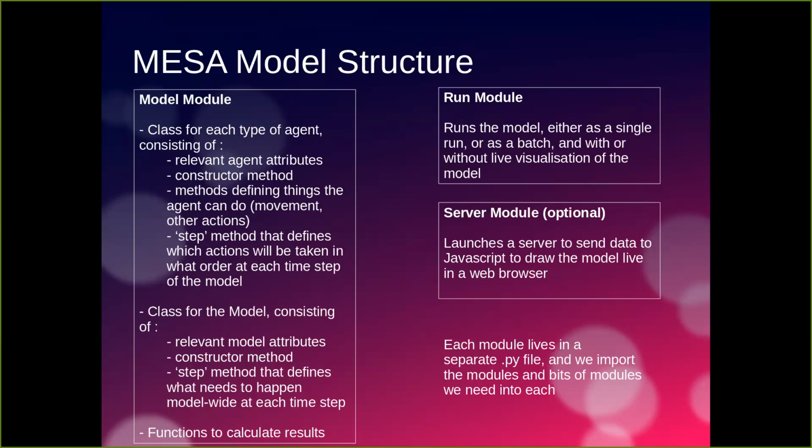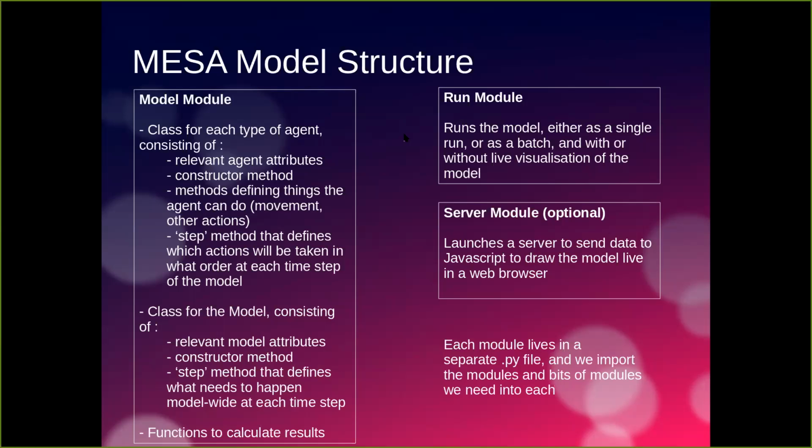Basically, that's where we put all of the information about the model, all the details of the model. So within the model module, we'll have a class that would represent each type of agent. So we've got only one type of agent. If we were modeling a bee, for example, we just have a class representing a bee. And within that class, for each agent, we would have the relevant agent attributes, much as you've seen before with agent-based simulation. We'd have a constructor method that would define how to set up, how to establish one of these agents, again, exactly as you've seen before.